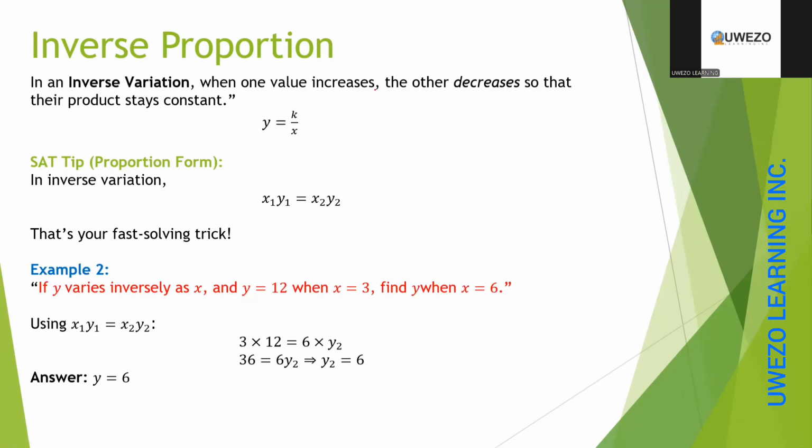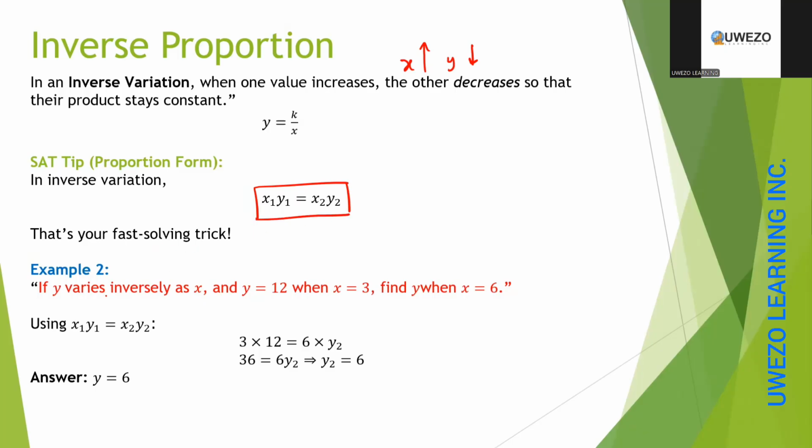Similarly, we have inverse proportion. In this case, when x increases, y decreases. For example, if there are more people working, then they take less time to finish the job. So we can denote the relation as y equals k over x. Now, the formula here is x1 y1 equals x2 y2. So that's your fast solving trick.